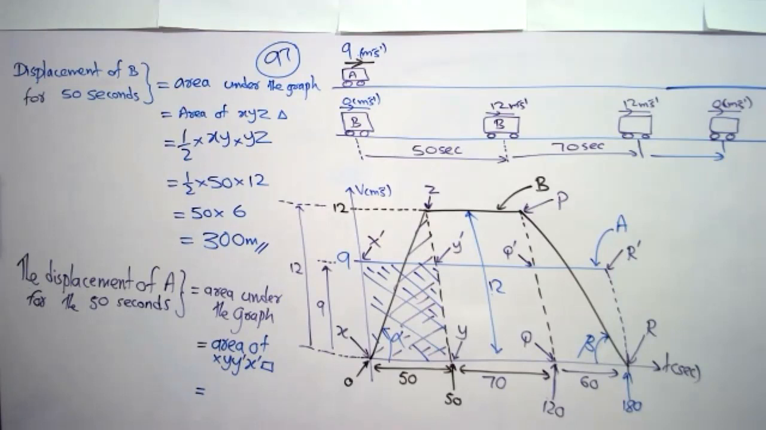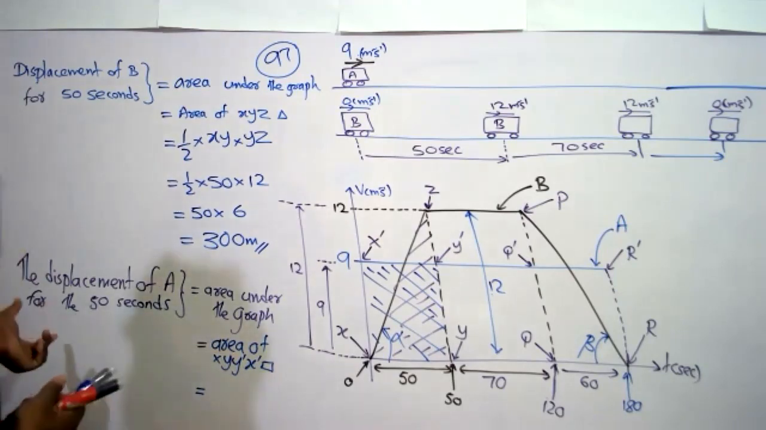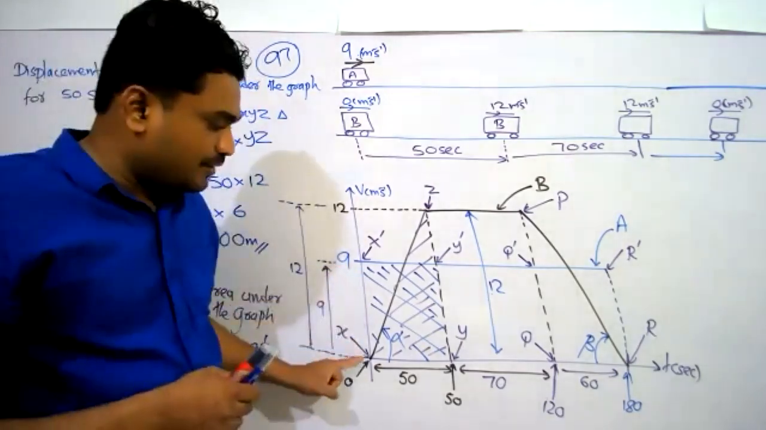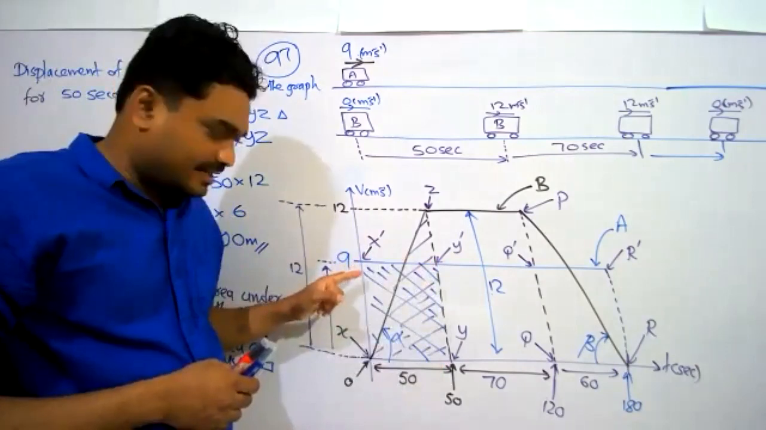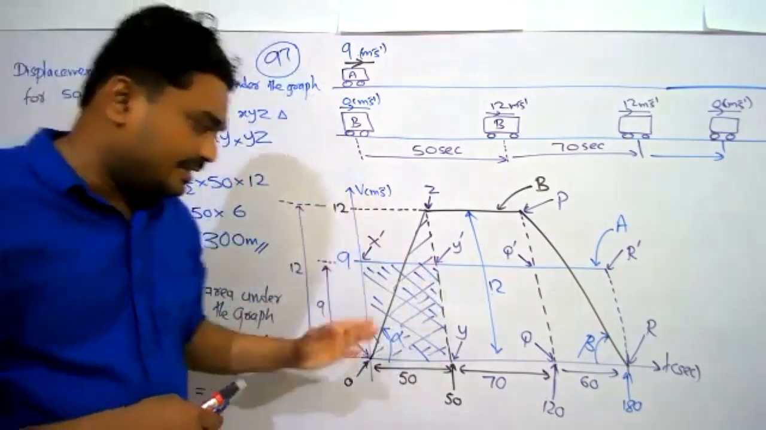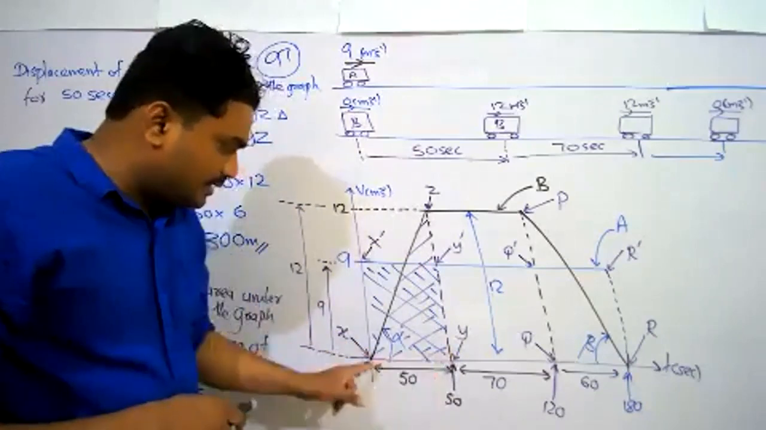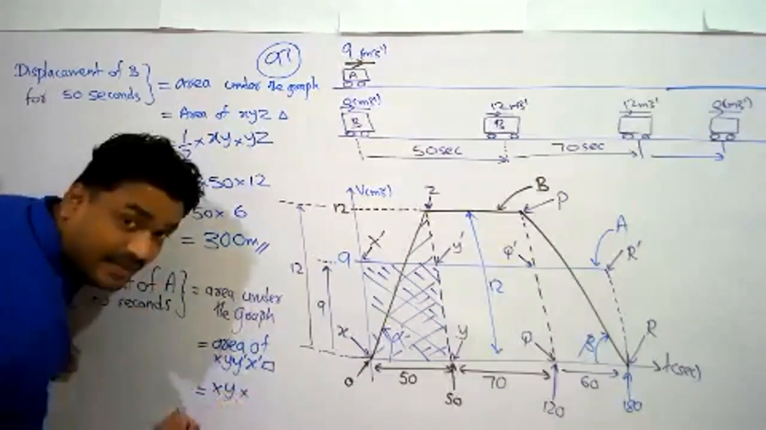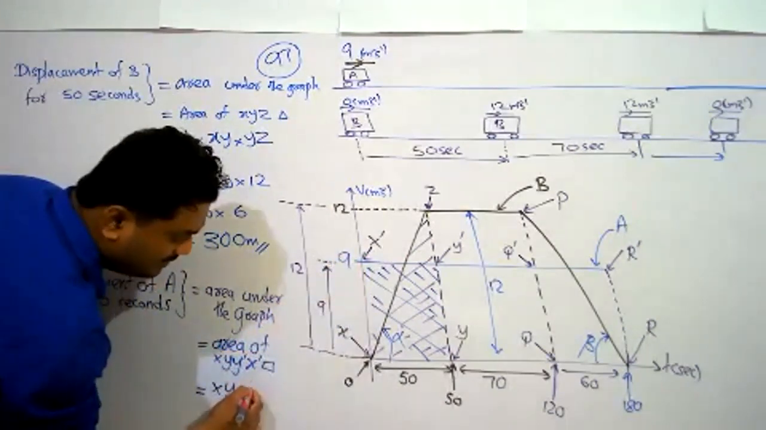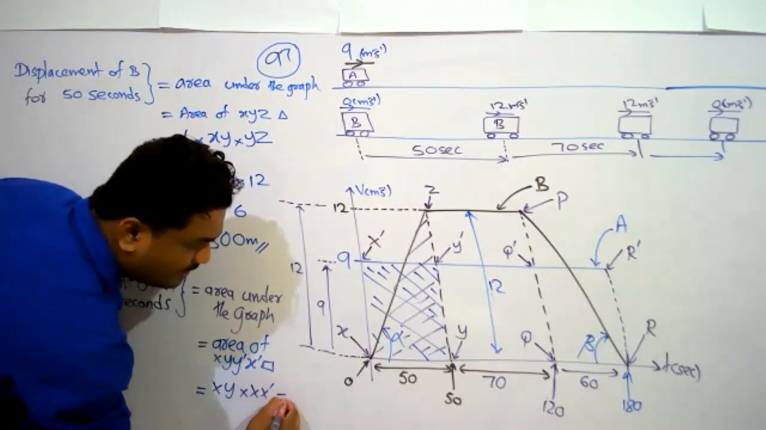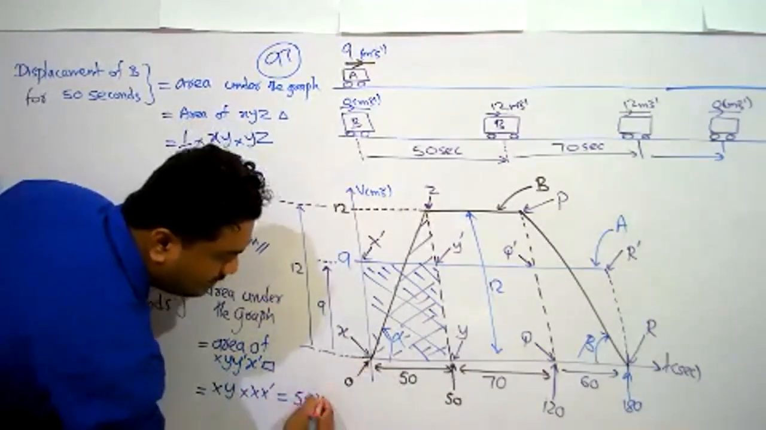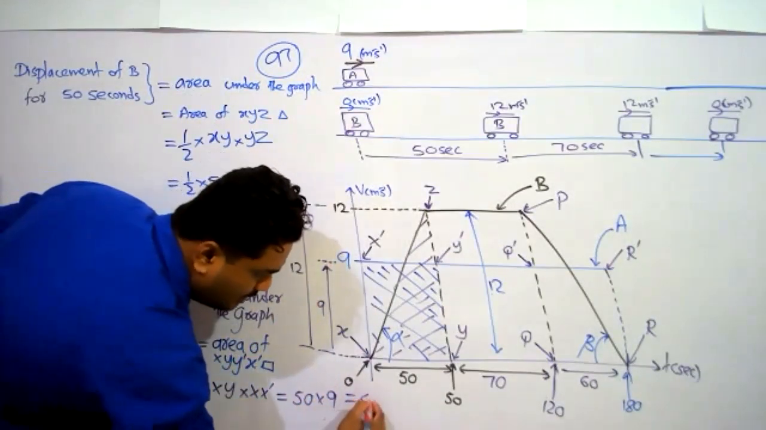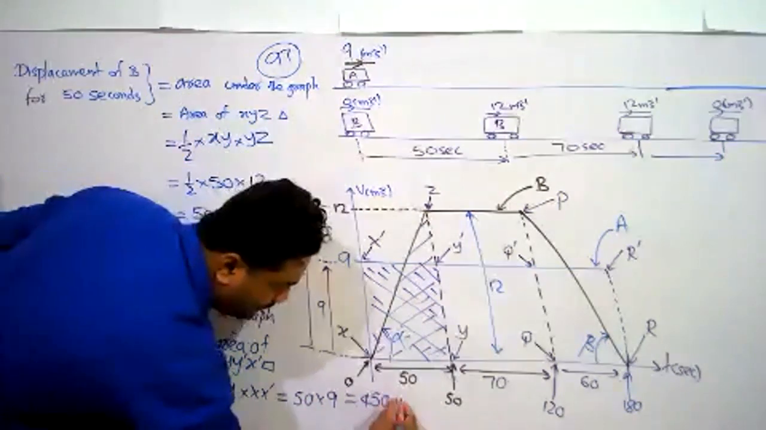I'm waiting for your answers, dear. So displacement of vehicle A during the first 50 seconds is the area of the X, Y, Y dash, X dash rectangle. Area of a rectangle is length into width. Length is XY, width or height is X, X dash. So XY is 15, X dash is 9. So 9 times 5 is 45, 450 meters.